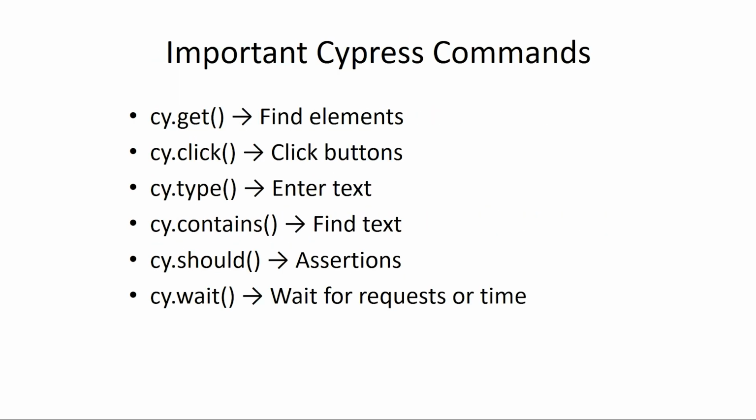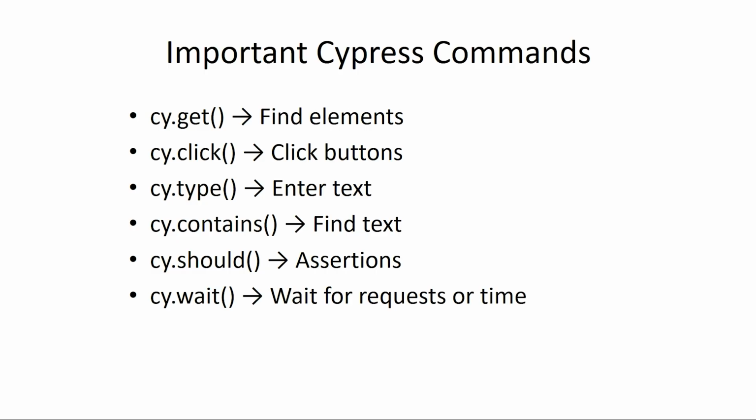These are the important Cypress commands. cy.get is used to find elements and cy.click is used to click the buttons. Suppose you enter the username, password, and then you want to click on the login button. So use the command cy.click for clicking the button. cy.type is used to enter text. After navigating to the website, you need to enter the text in the username field and password. So you need to use the cy.type command for entering the text in the text field.